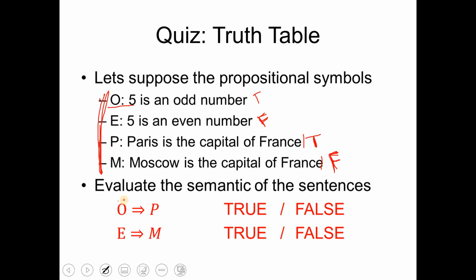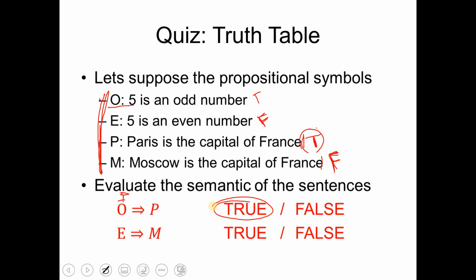So O is given to you. O implies P. O is true. So if it is true, I will check that P is also true. So P is also true, yes. So it means overall my sentence is true. Clear?